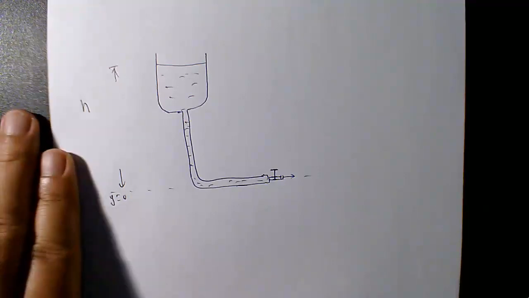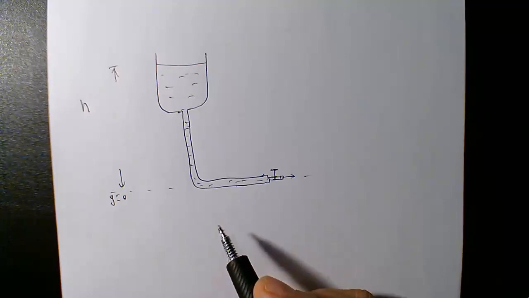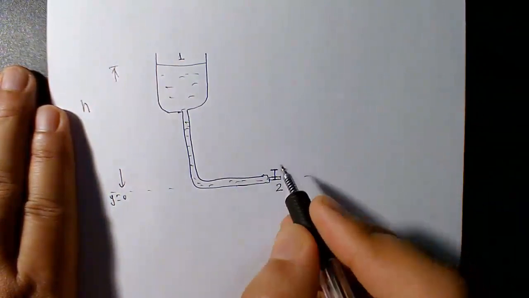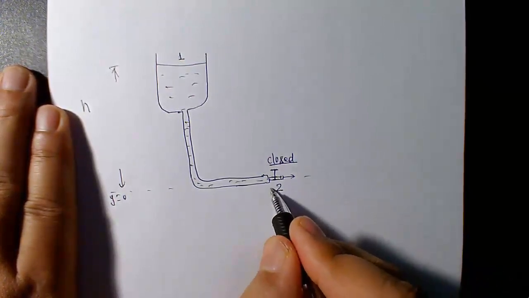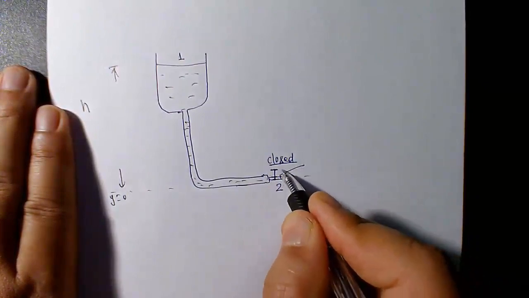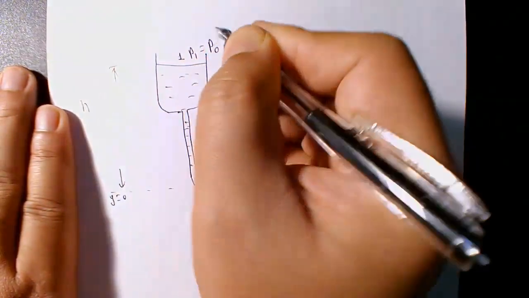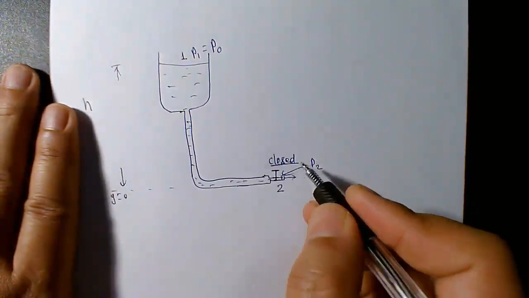Let's see one more example of the Bernoulli equation. We can derive the static fluid pressure that we've been doing in the first part from the Bernoulli equation. Let's say this is region number 1, this is region number 2, and the valve is closed, so you have a static fluid. How do you find the pressure right here? Pressure here is P2. Pressure here is P1, which happens to be atmospheric pressure because this tank is open to the atmosphere. The velocity is 0 right now.